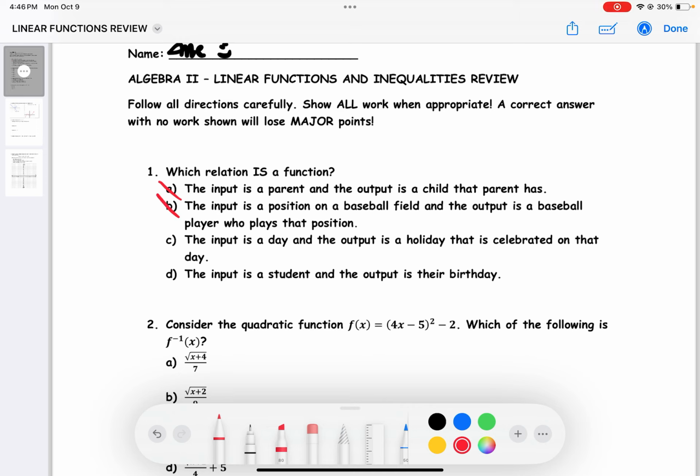Same thing for letter B. If I input third base, I could get Josh Jung. I could get Eduardo Escobar. I could get a lot of people who play that position in baseball. And same thing for letter C, although it's a little more innocuous, right?